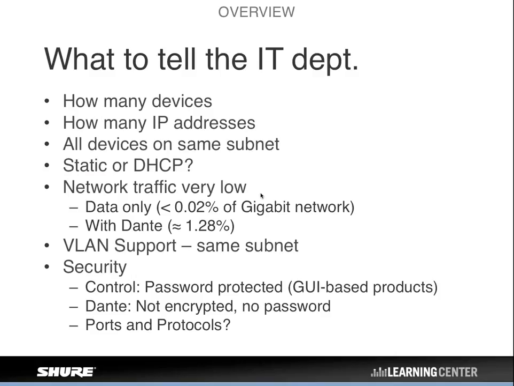There may be some concern about how much traffic these things are going to throw on the network. Using MXW as an example again, if it's data only, it's less than 0.02% of a gigabit network. Even if you're doing Dante, I think we tested with 120 channels of Microflex Wireless running on a network with Dante, it's approximately 1.28% of a gigabit network. So very low traffic, and not something that they really need to be worried about.